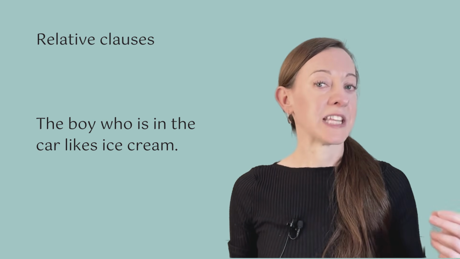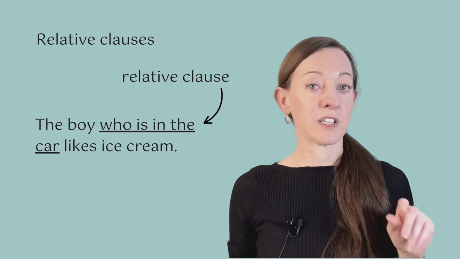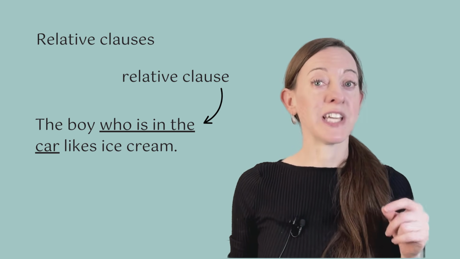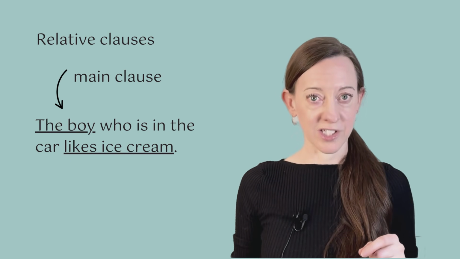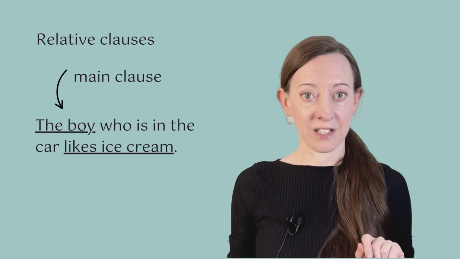The boy who is in the car likes ice cream. The relative clause, who is in the car, describes the boy, and the boy is the subject of the main clause. You can see in this case, the relative clause is kind of in the middle of the sentence.